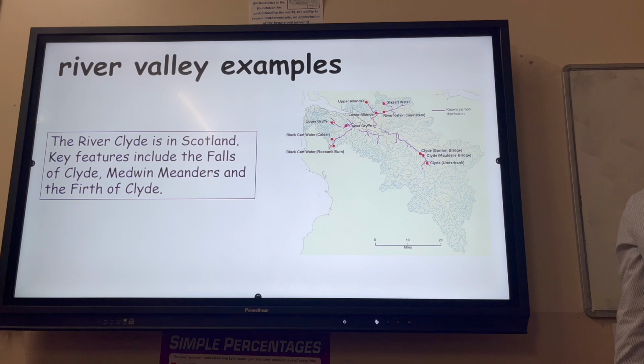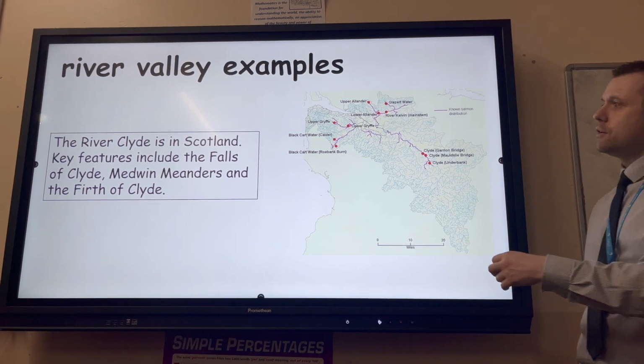River valley example. They may well ask you in the exam about a river valley example. The one that we have learnt about is the River Clyde in Scotland.